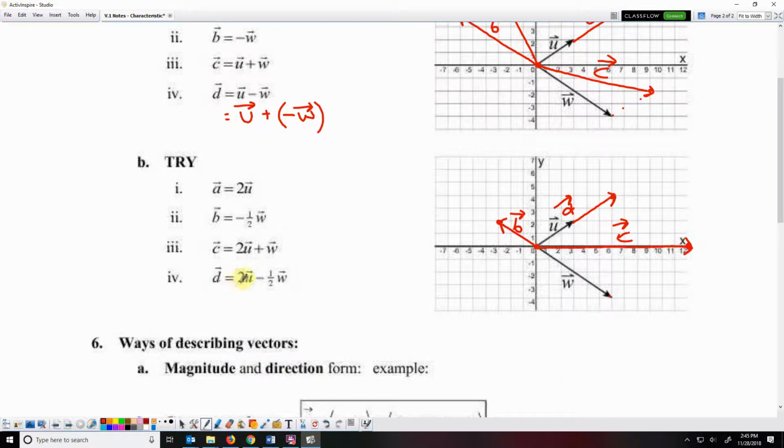And then d is 2 times u minus half of w, which is 2 times vector u plus the opposite of half of w. So here's 2 times vector u. This one is half of the opposite of vector w, so I need to string these two vectors together. This vector is left 3 and up 2, so from the end of this vector, left 3, up 2. From the initial tail to the final head is vector d.